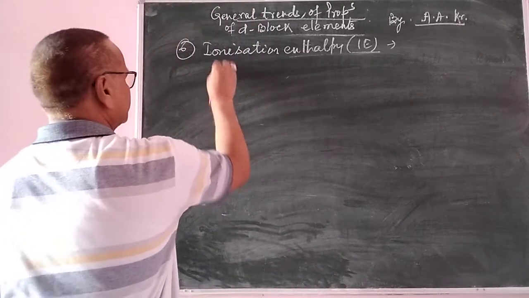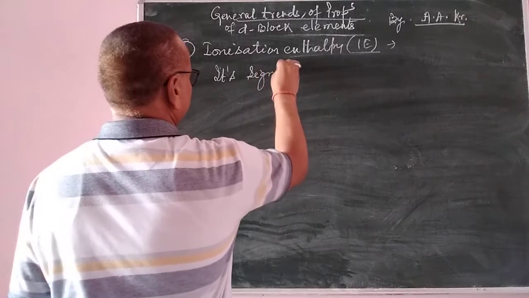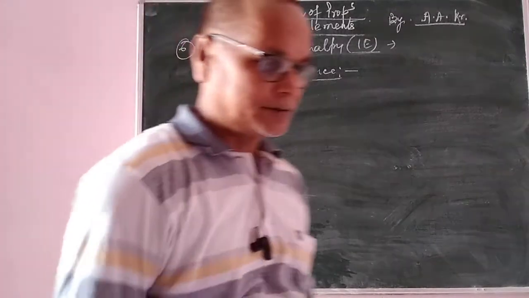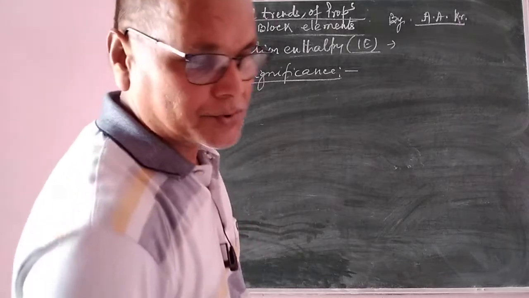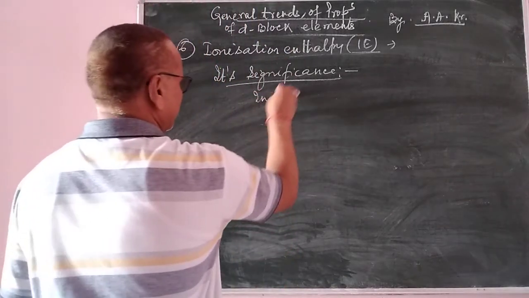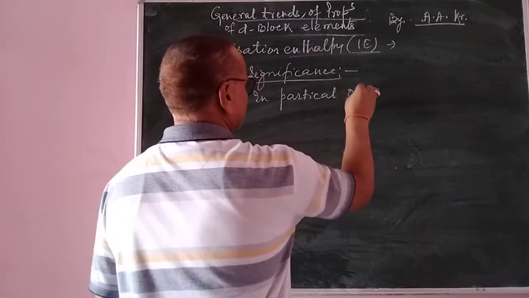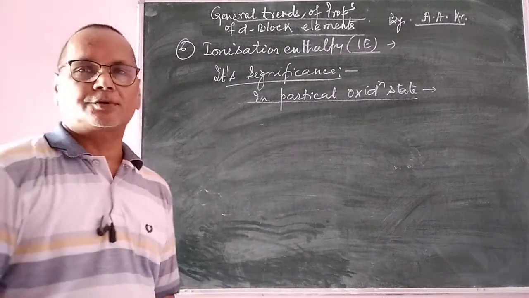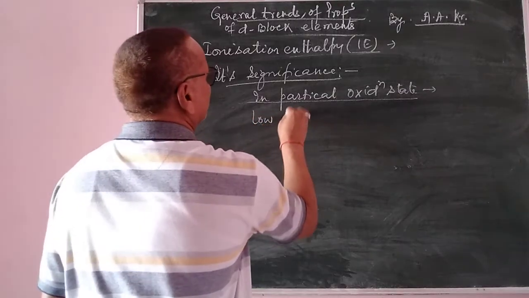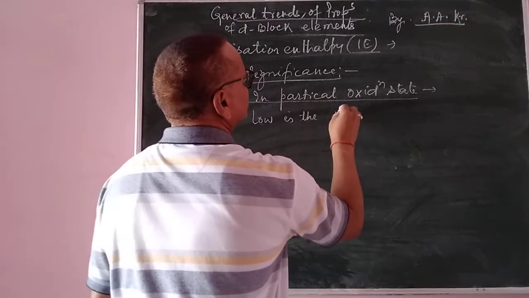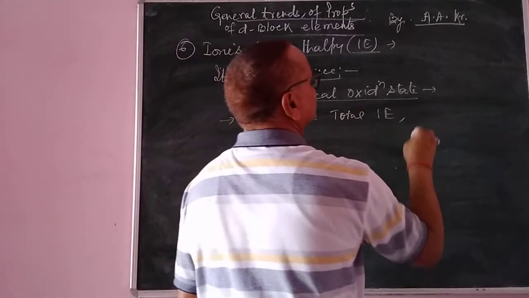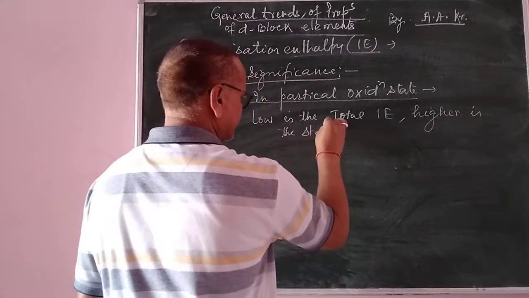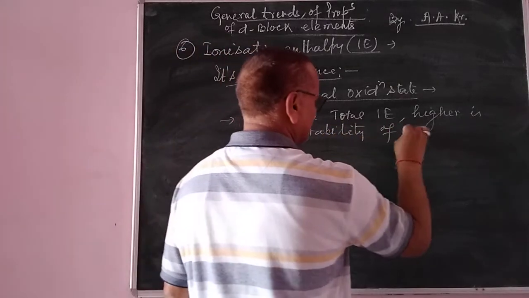And what is the significance of ionization enthalpy? First, for a particular oxidation state, if it releases the same number of electrons, this is the rule: the lower the total ionization enthalpy, the higher the stability of its compound.